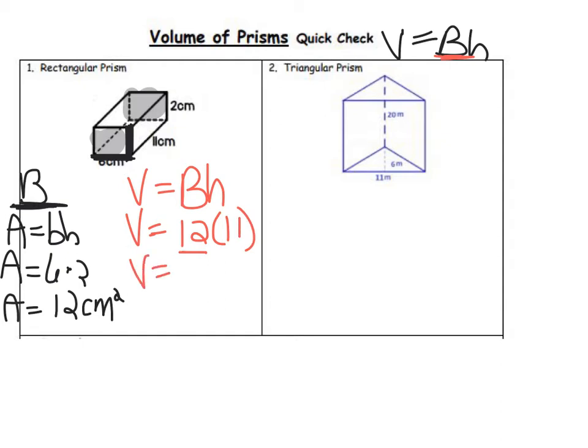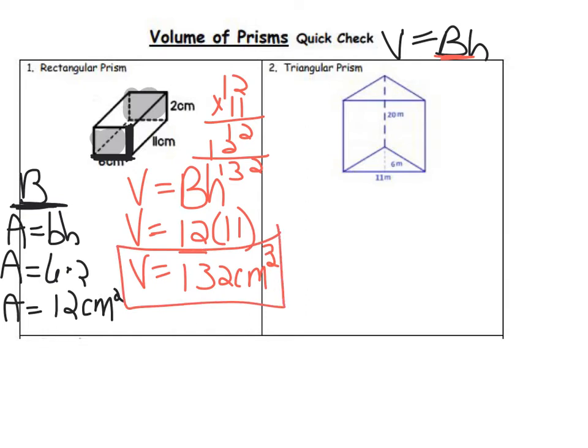So 12 times 11 is going to give us what? It's 132 cubic centimeters. Remember, we're doing volume, so now it's going to be a cubic measurement.